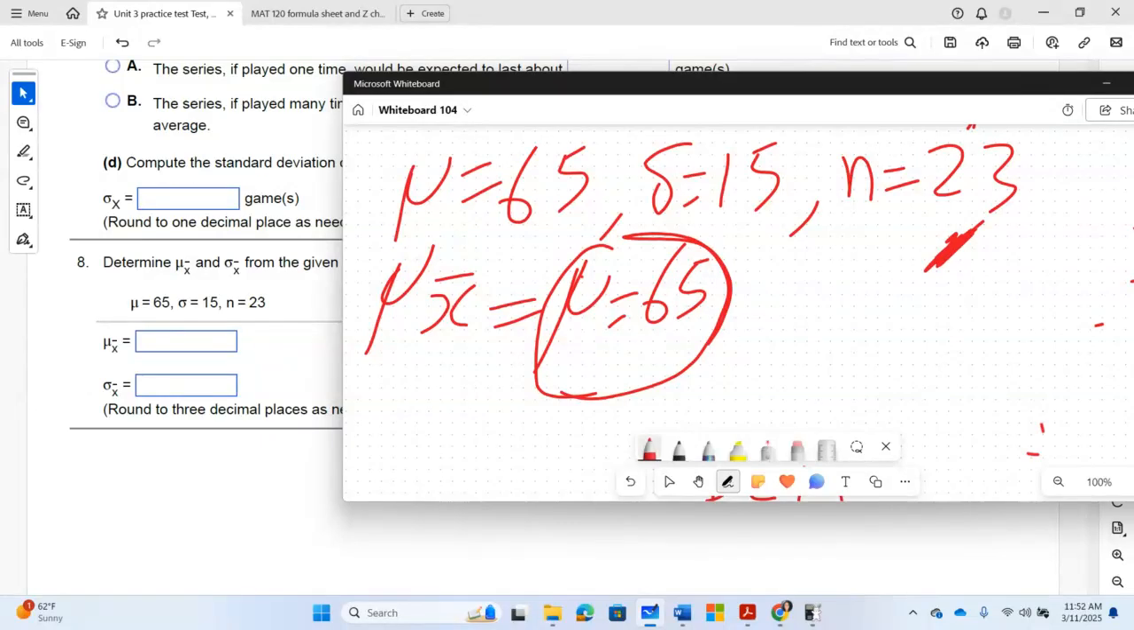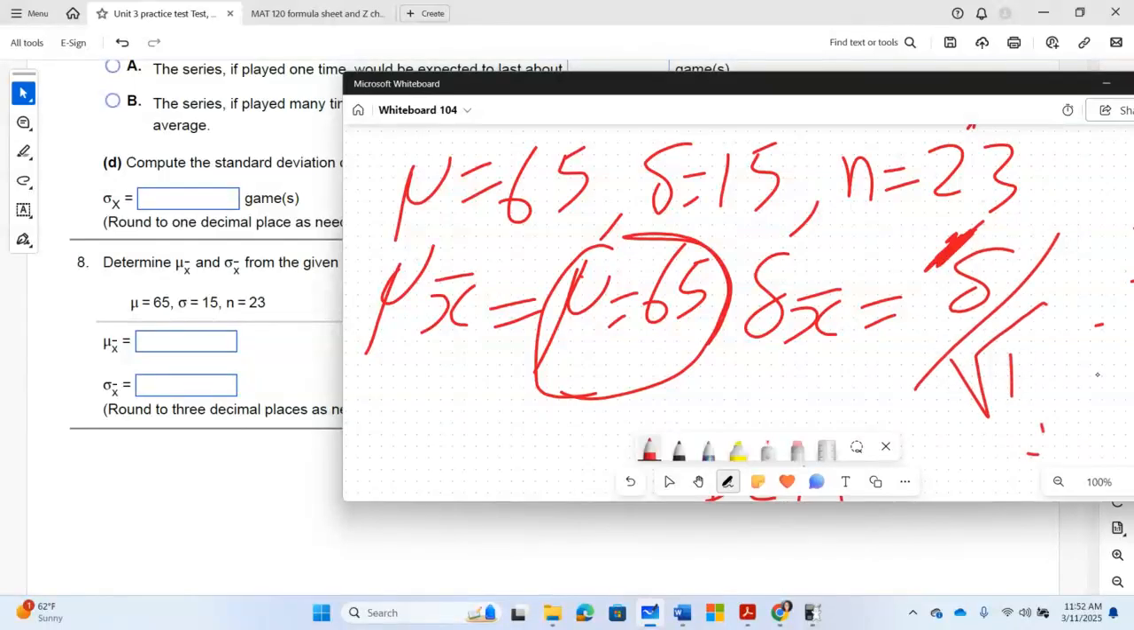And then we're also told to find the standard error. The standard error is the same as the standard deviation of the original data divided by the square root of the sample size. Okay, so I can calculate this because everything is given to me. The standard deviation is given to me to be 15. The sample size is 23, so I divide 15 by the square root of 23. And then I get my calculator and put them in.